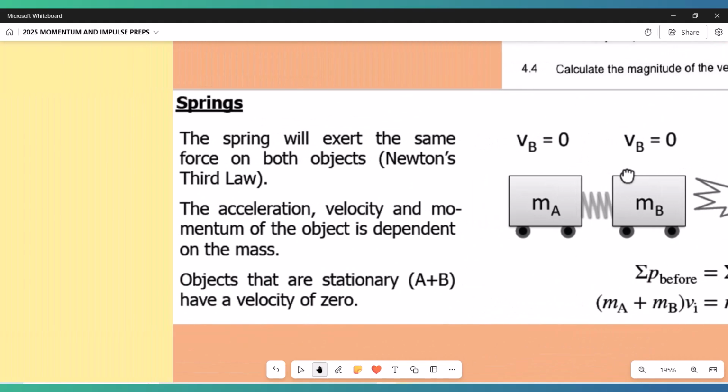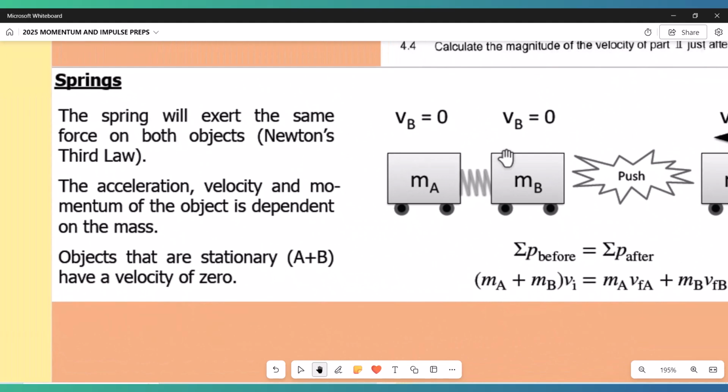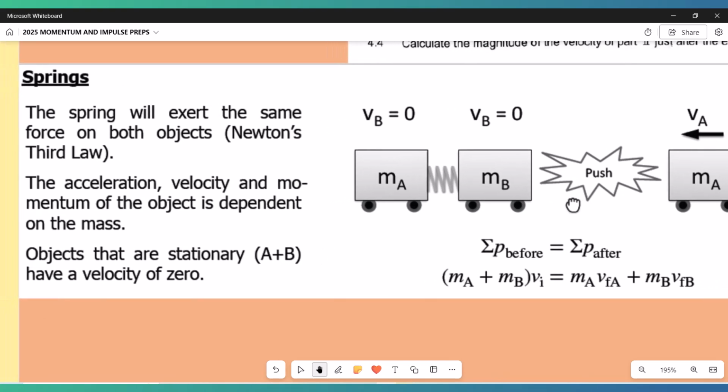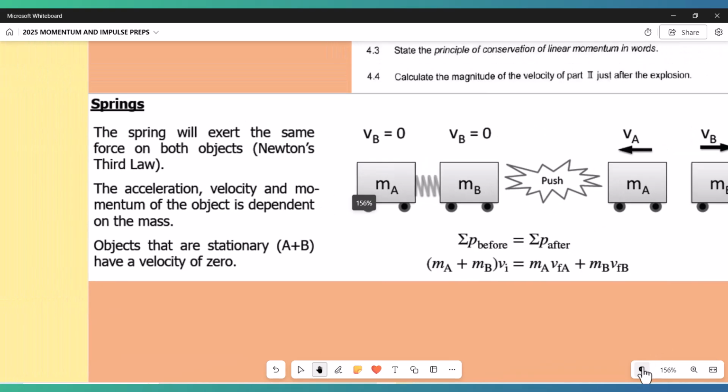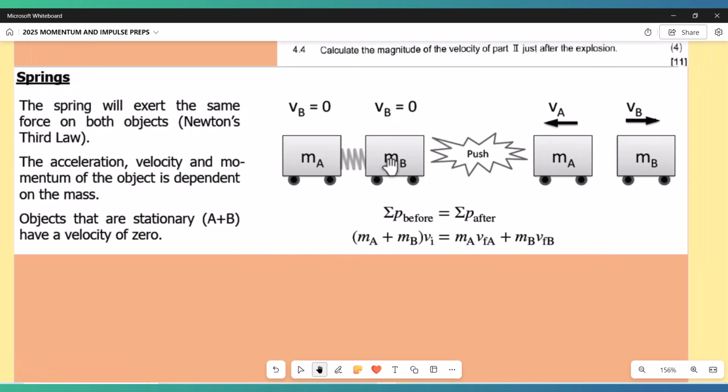Now sometimes we have springs, and this is what happens with the springs in our explosions. The spring will exert the same force on both objects, by Newton's third law. The acceleration, velocity, and momentum will depend on the mass of the object. It's going to be 0 if it is stationary. Now these two are stationary here with the spring in between.